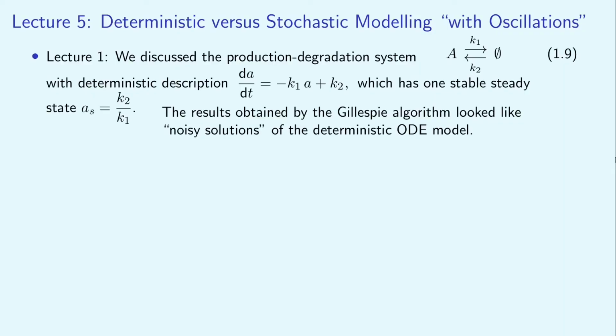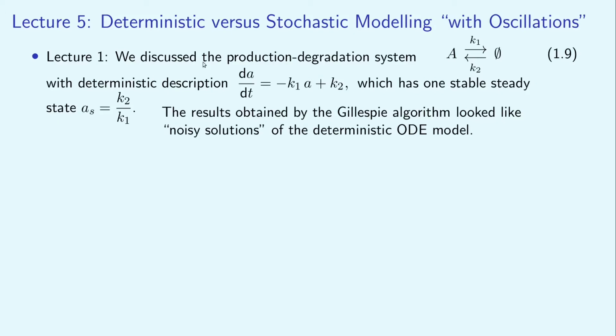Hello and welcome to Lecture 5 of our course on Stochastic Modelling of Biological Processes. Today, we will continue in our presentation of Chapter 2, discussing differences between deterministic and stochastic modeling of chemical reaction systems. Many of our examples in previous lectures were chemical systems with only one chemical species.